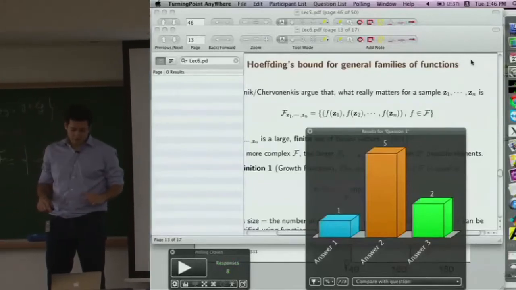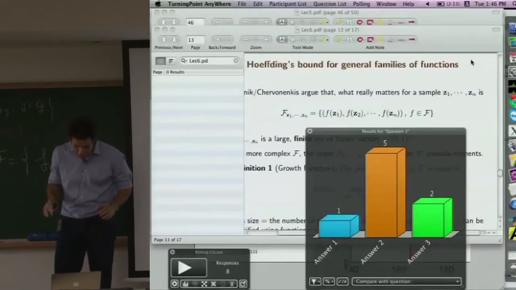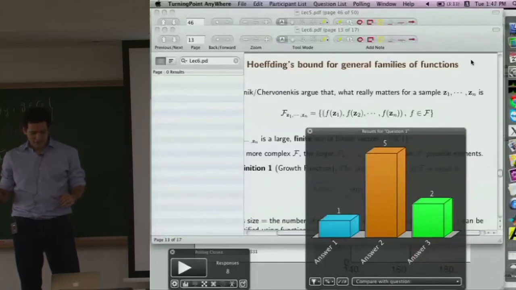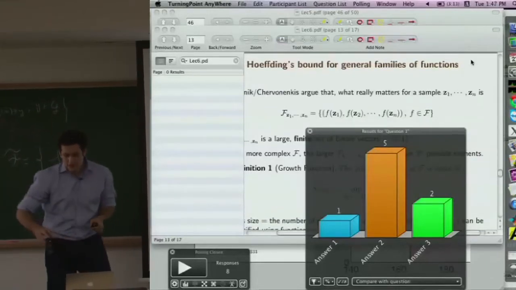Okay, it was a simple question, but I just wanted to check. So 2, 4, 6, 8, 10, 12, 13. And we have 8 answers, so I will assume that the 5 who have not answered were not very clear about this. So the correct answer is 2. Yes, it's 2.